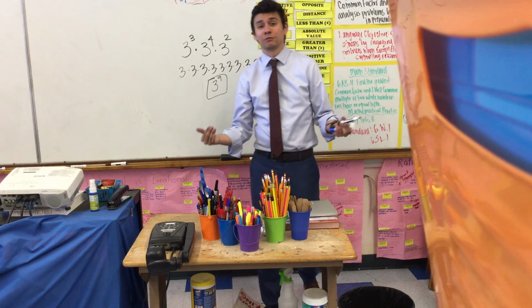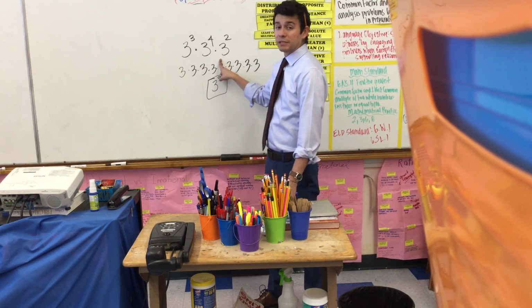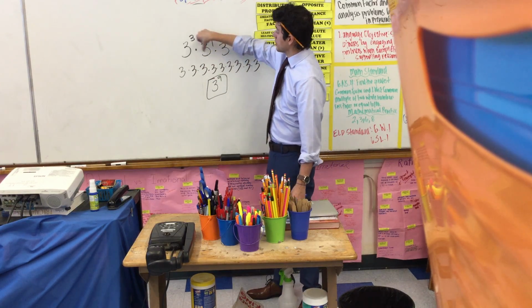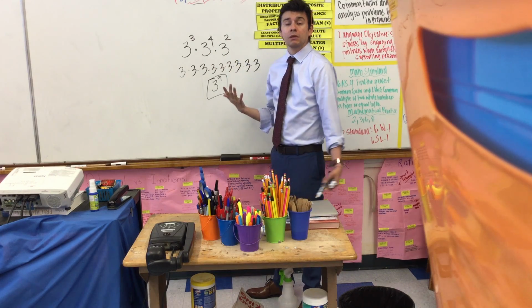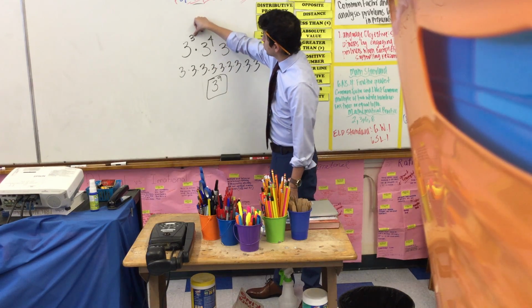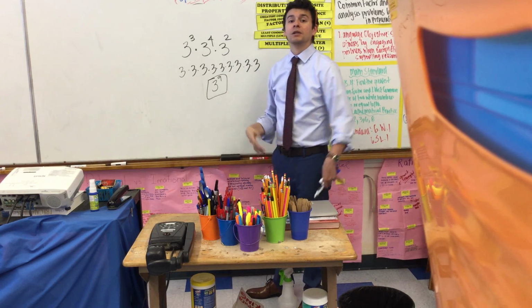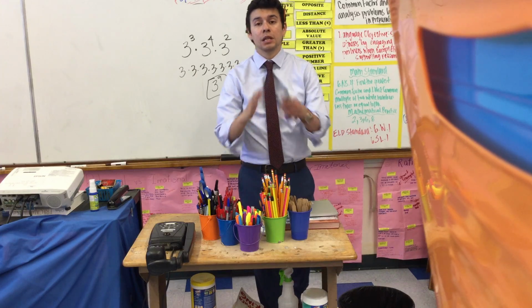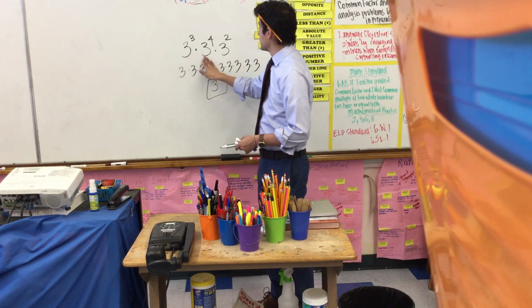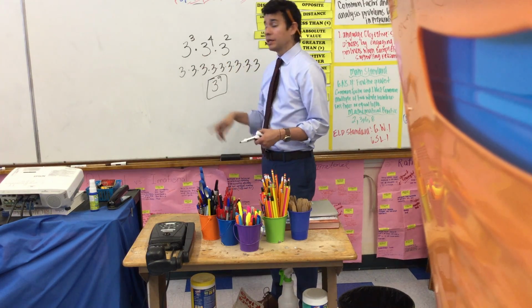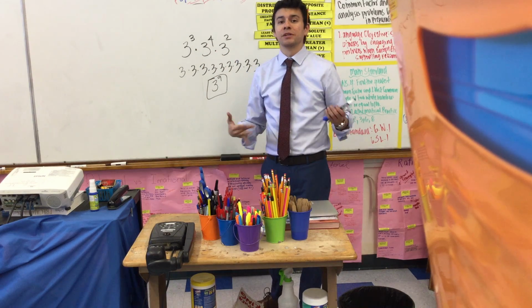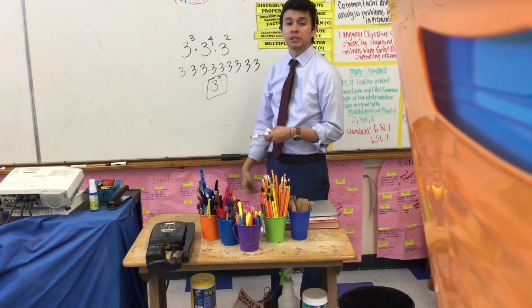Here we go. This is the first rule. Do you guys notice that the bases are the same? When the bases are the same and you're multiplying, you just add the exponent. 3 plus 4 is 7. 7 plus 2 is 9. You're done. That's it. Let me repeat that again. When the bases are the same and you're multiplying, you just add the exponents and you're done. You're good to go. The answer is 3 to the 9th.